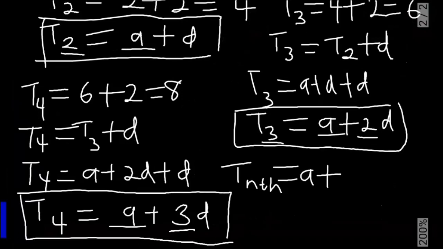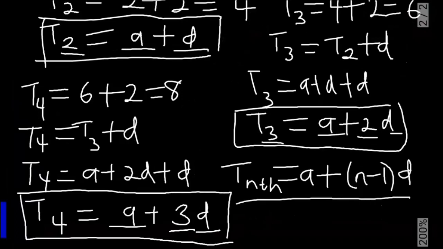So we have a plus that term minus 1, multiplied by the common difference. So this is the formula for the nth term. So let's treat exercises using this formula.